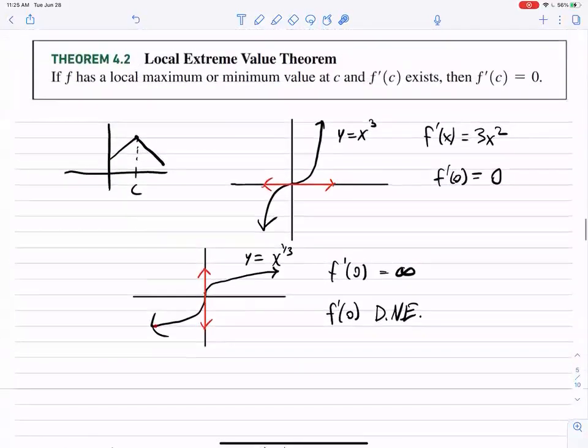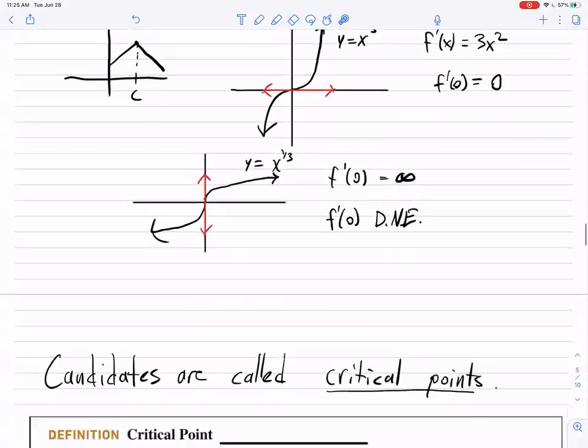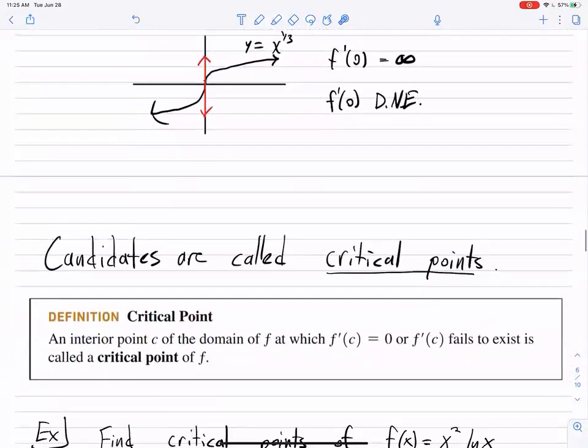And so candidates, these guys where the derivative is 0, this is possibly where you can have a local max or min, or you can have a local max or min where the derivative is not defined, so something like that. And so those candidates are called critical points. The definition of a critical point: an interior point c of a domain for which the derivative is 0 or the derivative doesn't exist is called a critical point. These are critical points because these are the points where the function could have an absolute max or min.